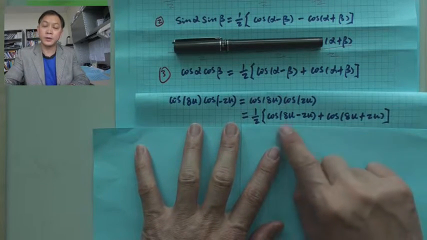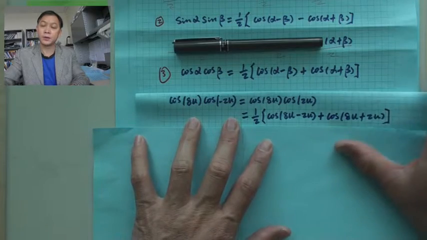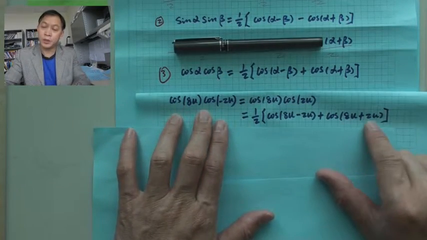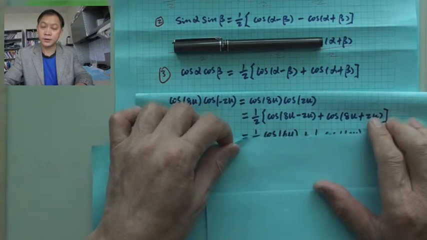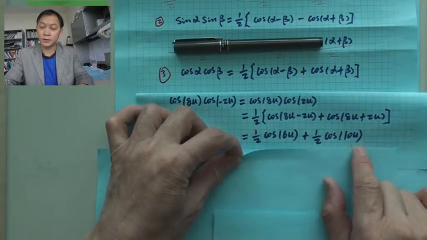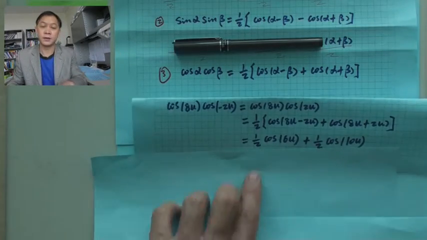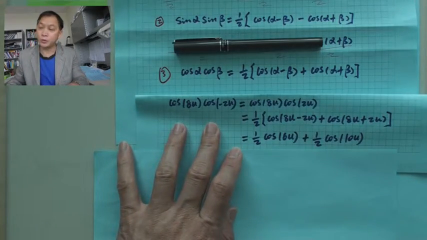Alright. Now 8u minus 2u is 6. 8 plus 2 is 10. So 6, 10. 1/2 goes to everything inside. Okay, so example is pretty trivial.